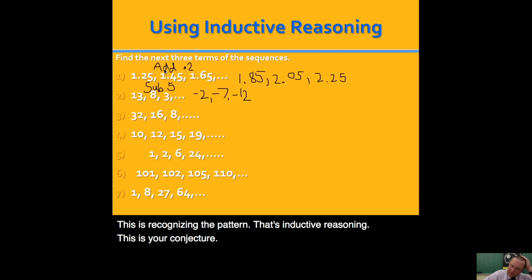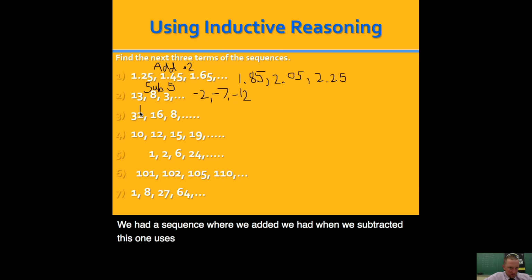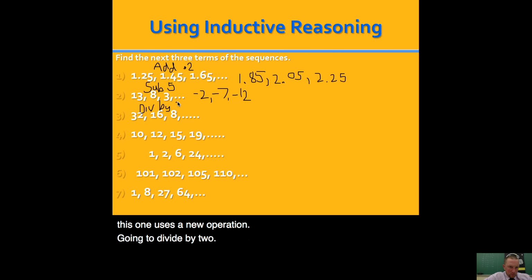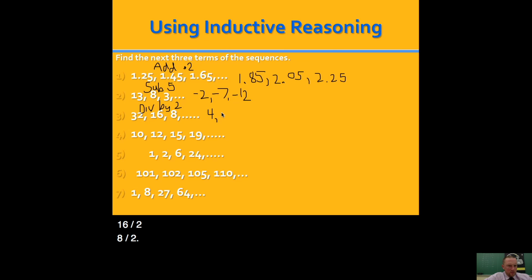We had a sequence where we added. We had one where we subtracted. This one uses a new operation. We're going to divide by 2. Now, you could technically multiply by 1/2 as well. It would get you to the same spot. 32 divided by 2, 16 divided by 2, 8 divided by 2, 4 divided by 2, and then 2 divided by 2.